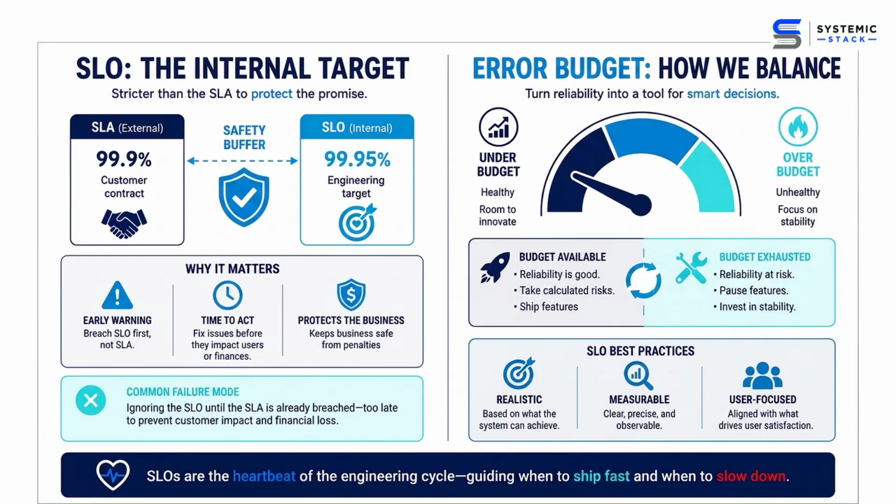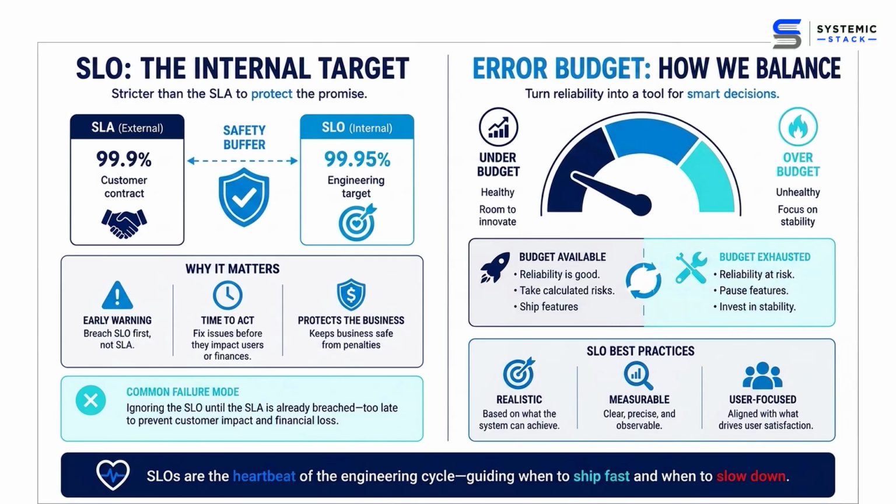This is the internal target set by the engineering team, and it's almost always stricter than the SLA. If your SLA is 99.9%, your SLO might be 99.95%. This gap is your safety margin or buffer. Why does this matter? Because it gives you an early warning system. If you breach your SLO, you're in trouble internally, but you haven't yet violated your contract with the customer.